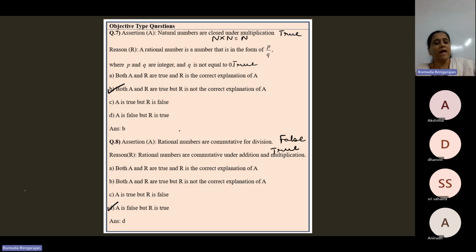No, you will have only these four options, because only when both are true will you get that; otherwise you will not get it.